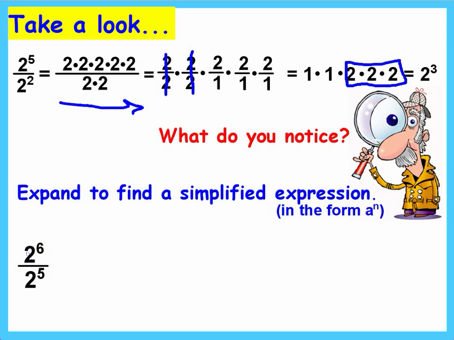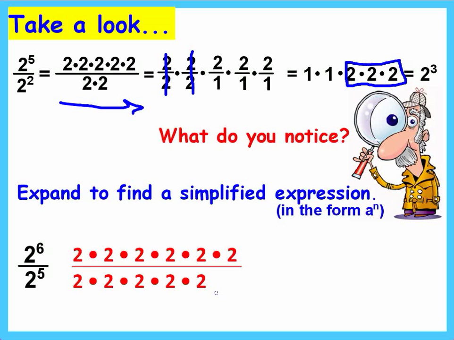Here we go. 2 to the 6th power is 2 times 2 times 2 times 2 times 2 times 2, 6 times. 2 to the 5th power is 2 times 2 times 2 times 2 times 2. So it looks like a bunch of 2's over a bunch of 2's. So now we're looking for those whole numbers. 2 over 2 makes 1.